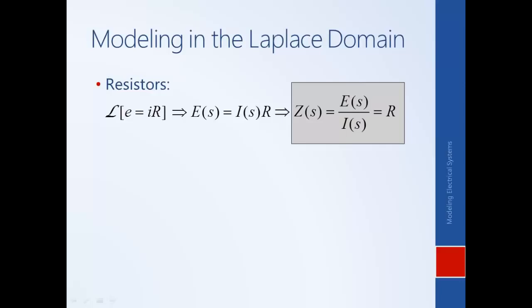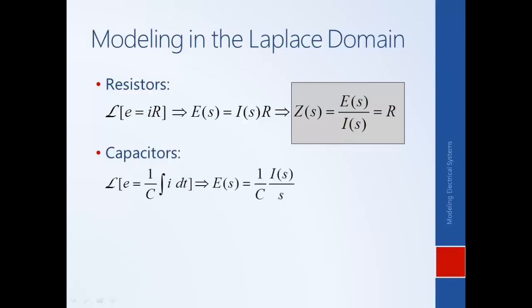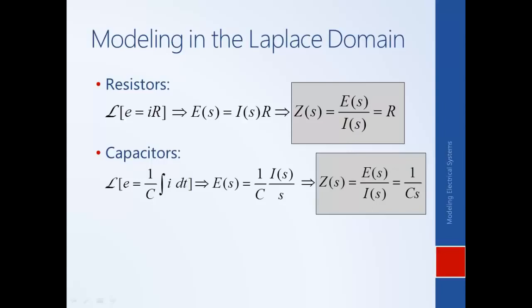Now we will do the same thing for capacitors. Recalling the relationship between voltage across a capacitor and current through a capacitor, we have this integral-based relationship. Recall our Laplace transform property that states that integration in the time domain becomes division by S in the Laplace domain. Therefore, we have this expression E of S equals 1 over C times I of S over S. Again, to get the impedance, we need to divide through by I of S. And then we get the complex impedance of a capacitor is equal to 1 over C times S.